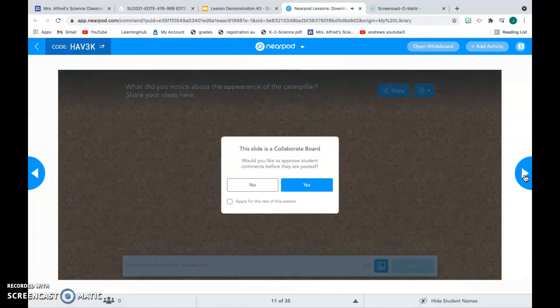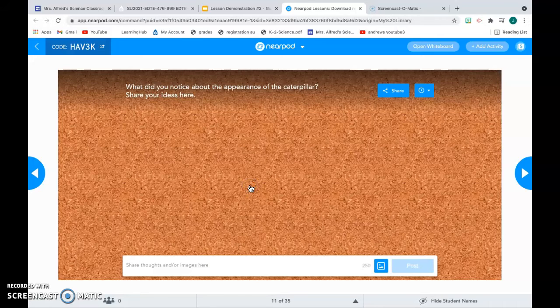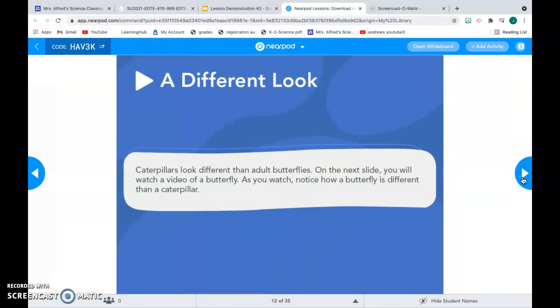How awesome was that? You are able to see the caterpillar for yourself. That was awesome. Okay, next question. What did you notice about the appearance of the caterpillar? Share your ideas. So right now, all of the students will put in their information and we will talk about it with the class. I'm speeding along just because of the time constraint, but in the lesson, we would take our time.